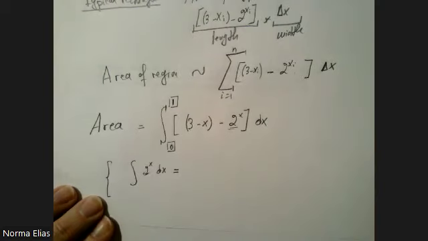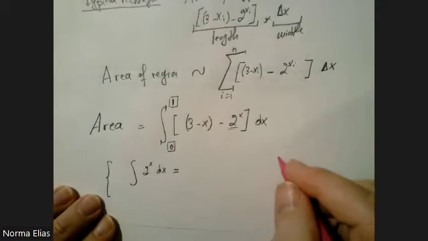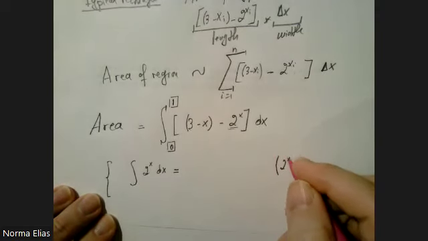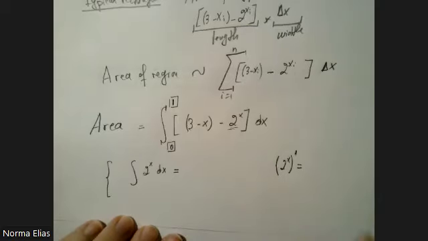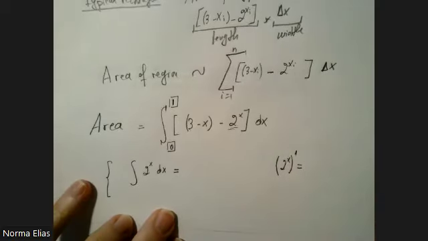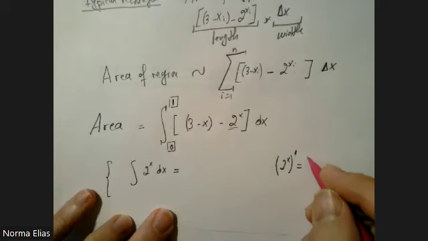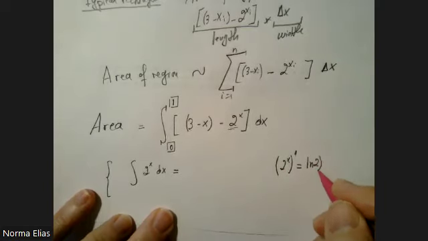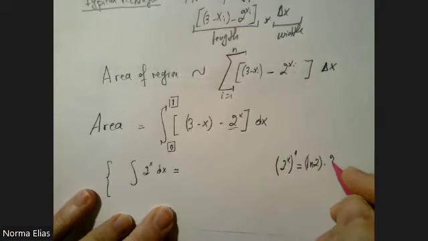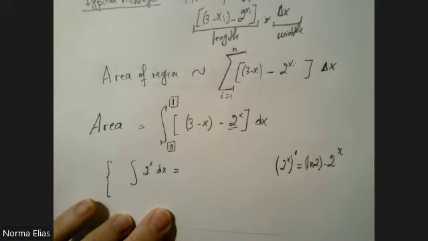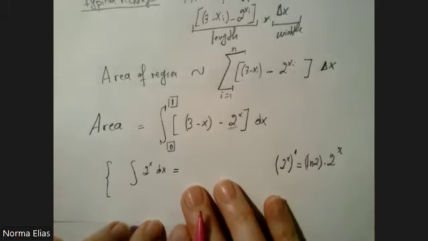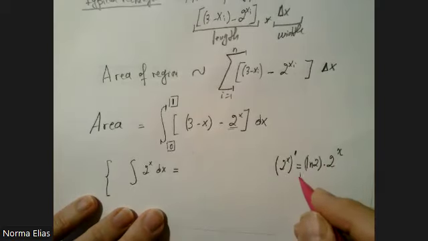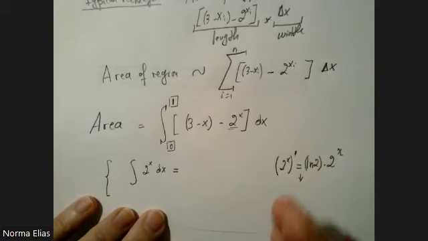Let us remember from calculus 1. What's the derivative of 2 to the x? The derivative of 2 to the x, remember, is not 2 to the x. It's the ln of 2 times 2 to the x. Okay, that's the derivative of 2 to the x. So if I want the antiderivative, we can do it 2 ways. One way is from here, and I'll tell you another way of doing it.